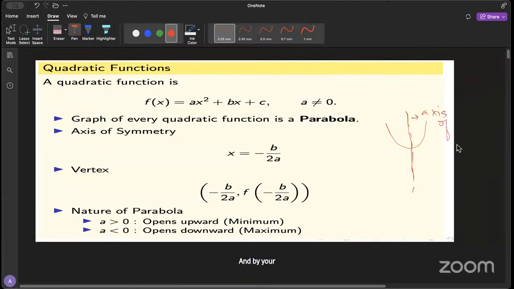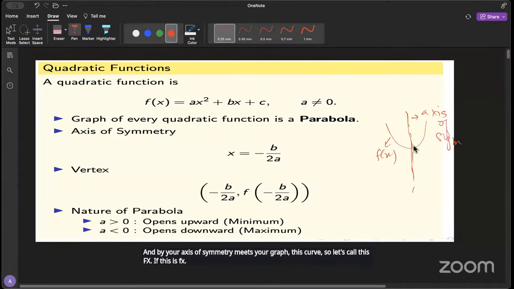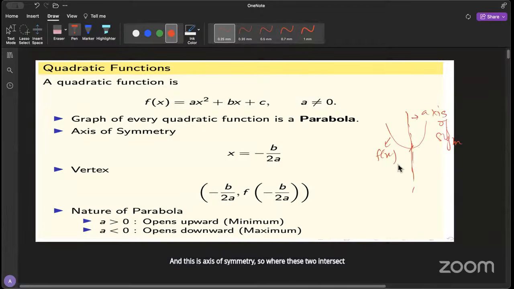And where your axis of symmetry meets your graph, this curve. So let's call this f(x). If this is f(x), and this is the axis of symmetry, then where these two intersect is called your vertex, which is minus b by 2a, comma, f at minus b by 2a. So this is that vertex point.